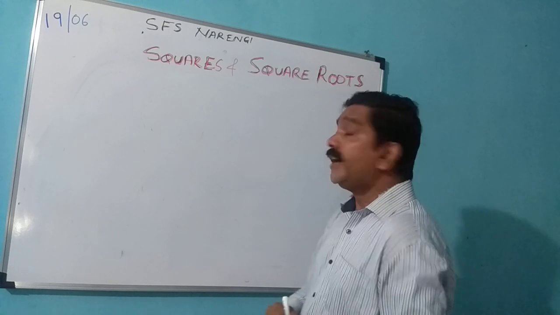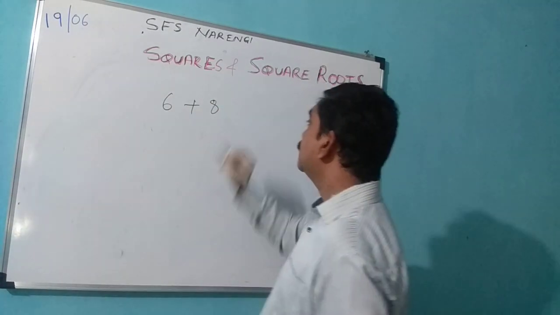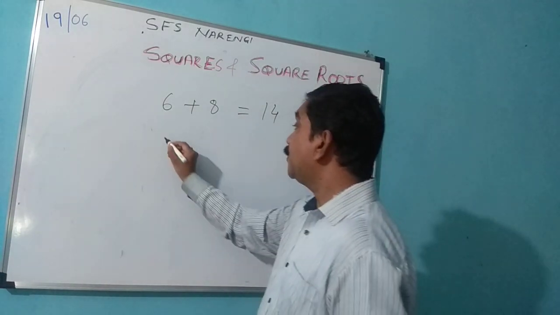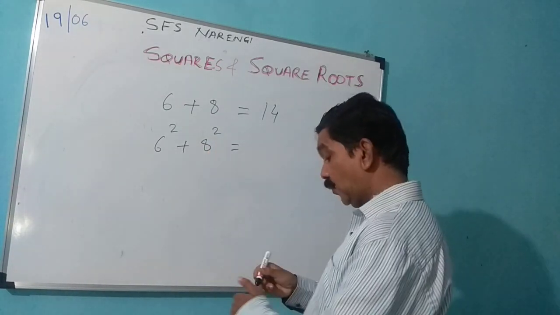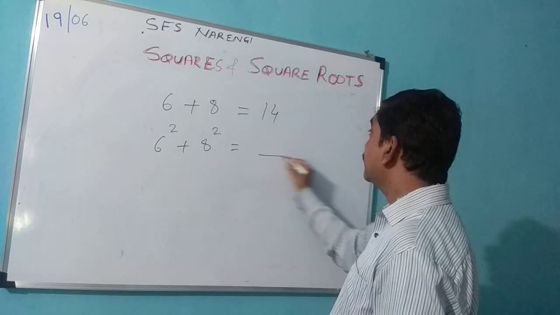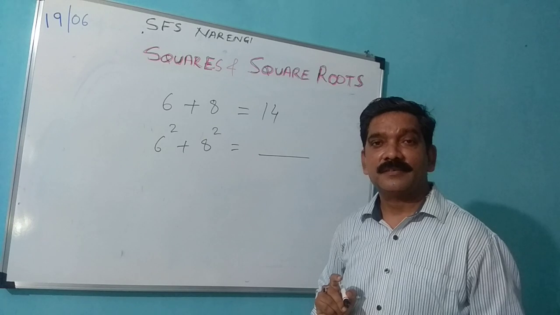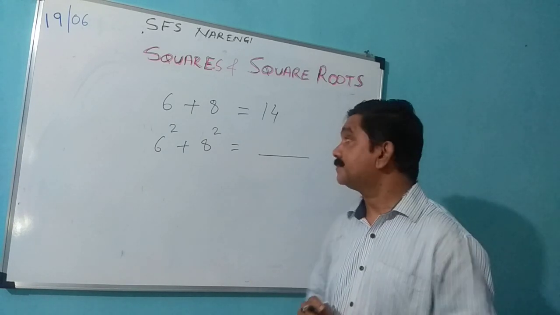Now if I ask you what is 6 plus 8, you will easily say that it is 14. But if I ask you what is 6 square plus 8 square, is it 14 square? I don't know. Do you know this? Let us find it out.